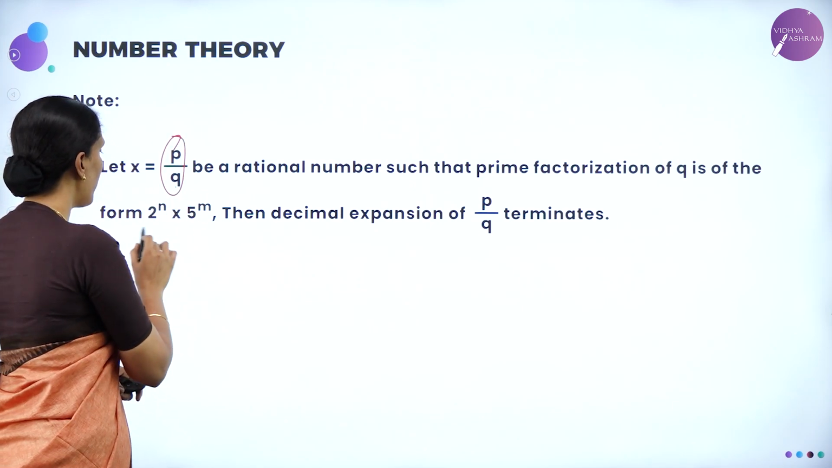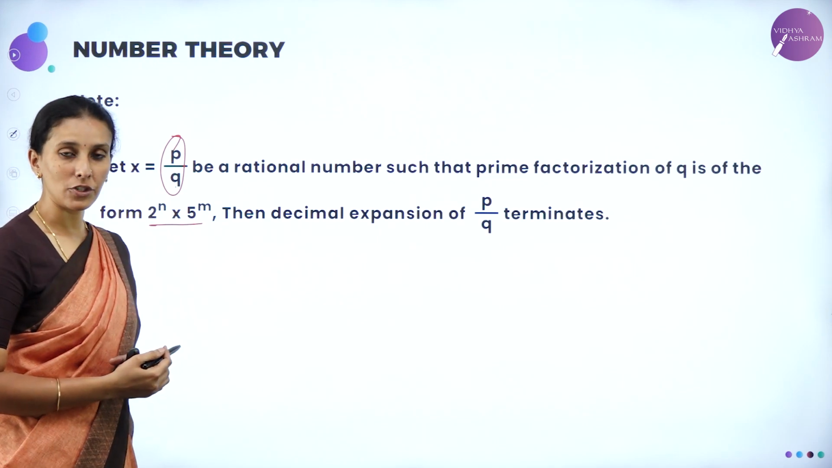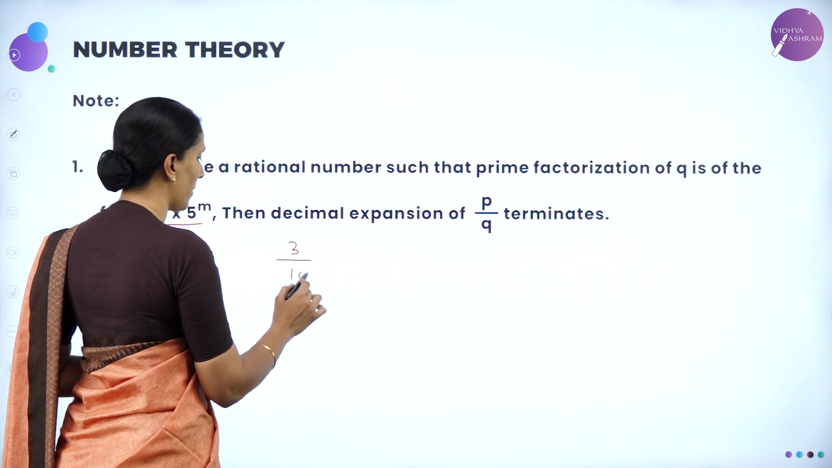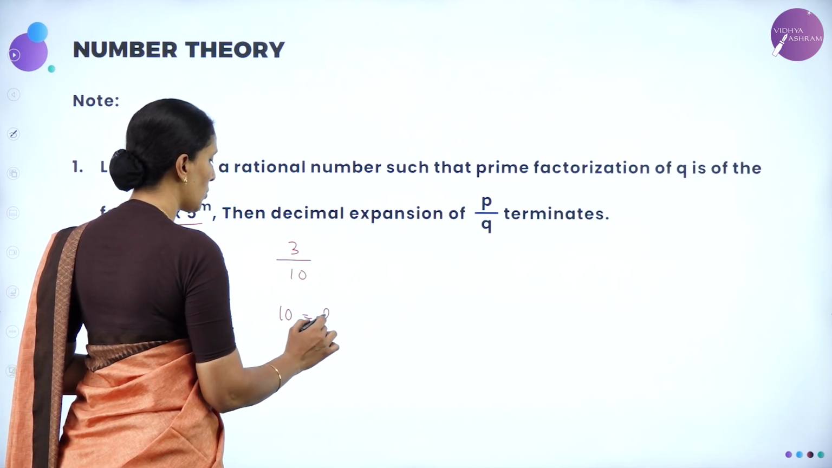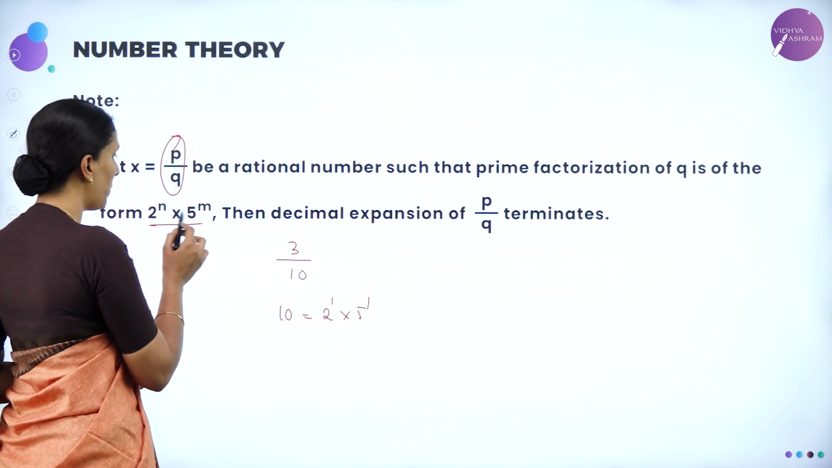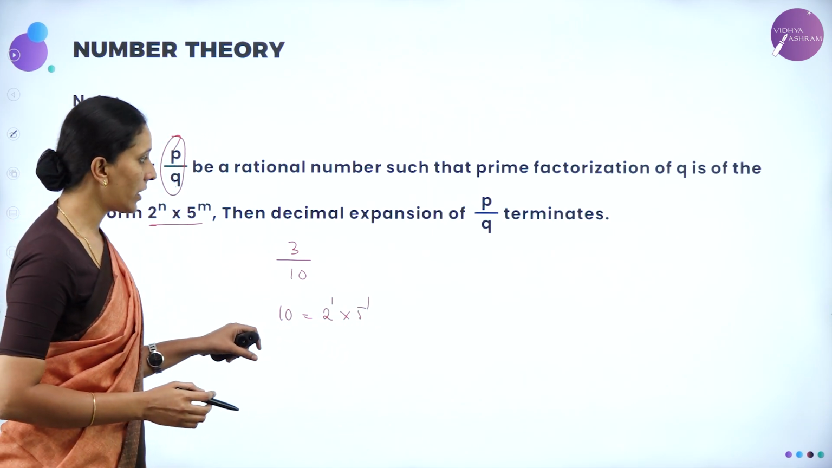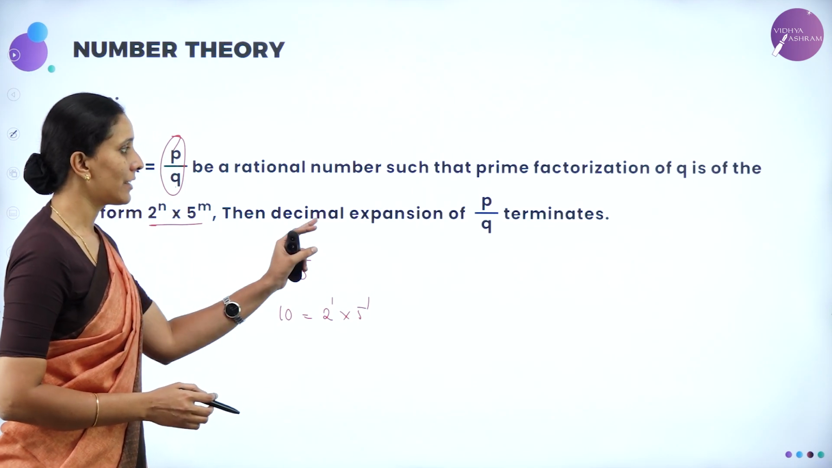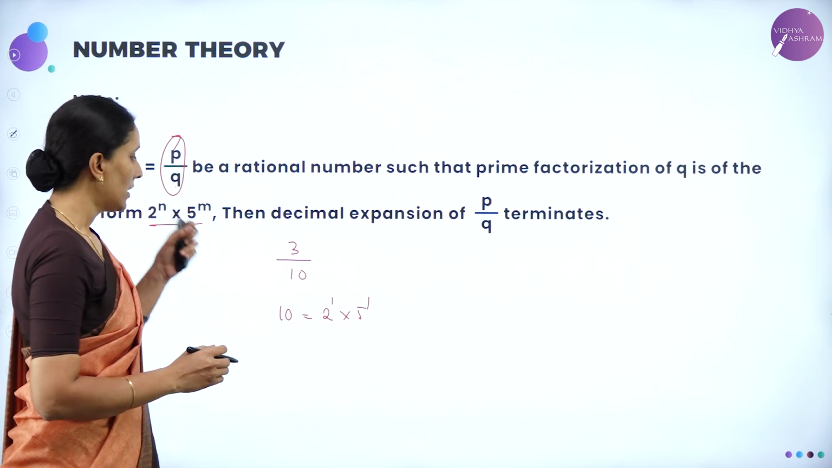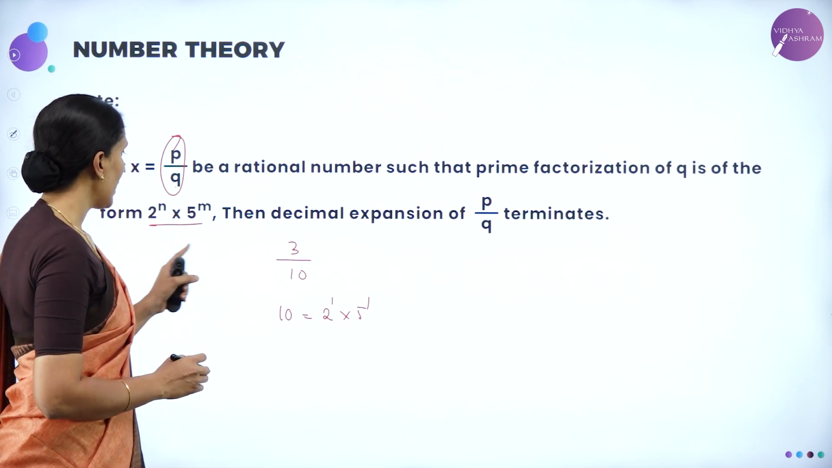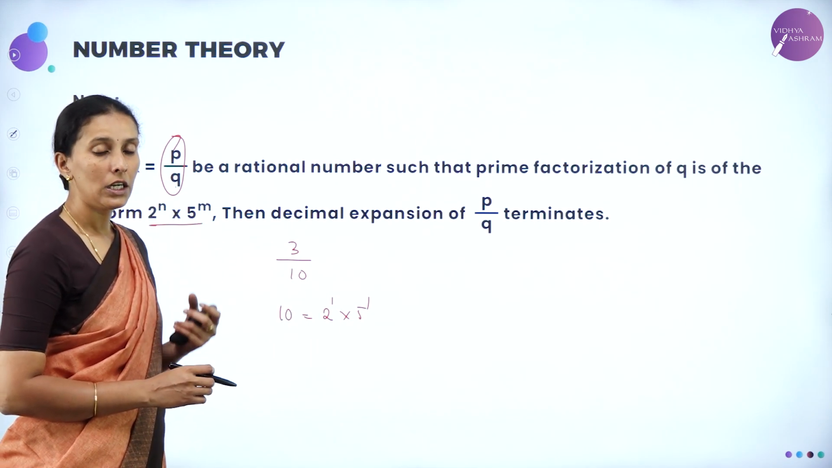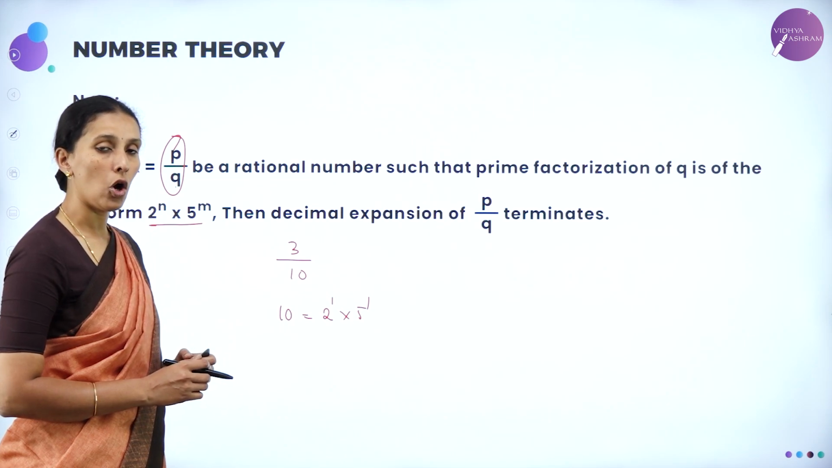Now, if q can be expressed in the form of 2 power n into 5 power m, for example, if you have been given an example like 3 by 10, remember 10 can be written as 2 into 5, 2 power 1 into 5 power 1. So, this is of the form 2 power n into 5 power m. In such a case, we can say the decimal expansion of the rational number terminates. So, without actual division, just by writing q in the form of 2 power n into 5 power m, we can say whether the decimal expansion is terminating or recurring.